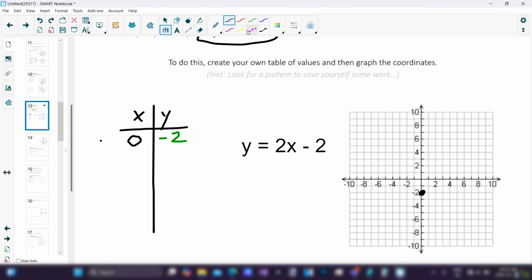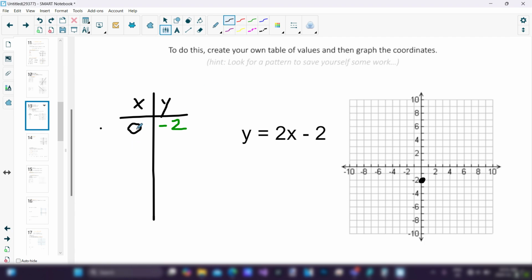Well, I can't use 0 again. I have to pick a different value. And what is the next best value besides 0? I don't know, probably the number 1.